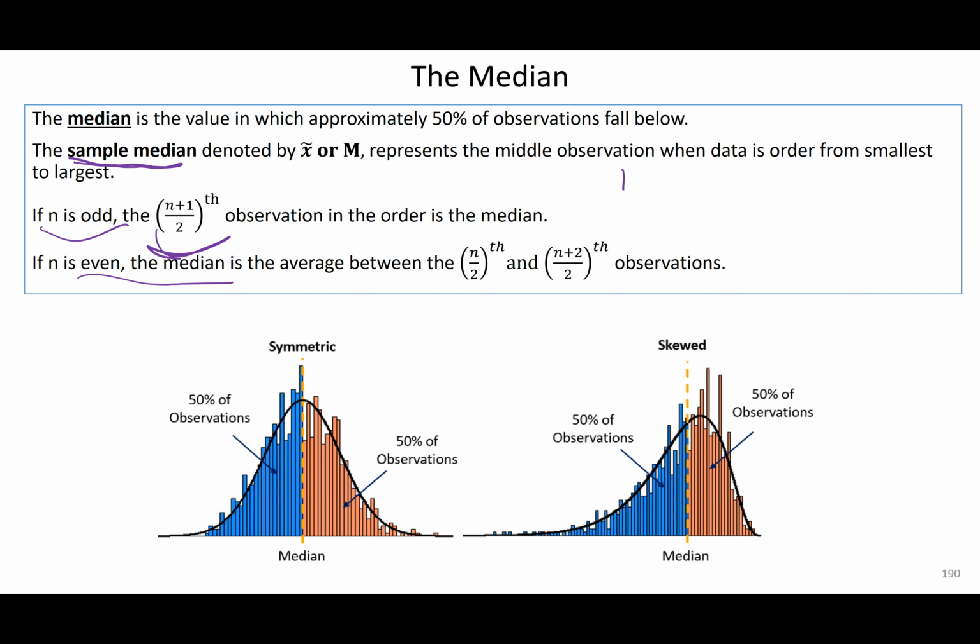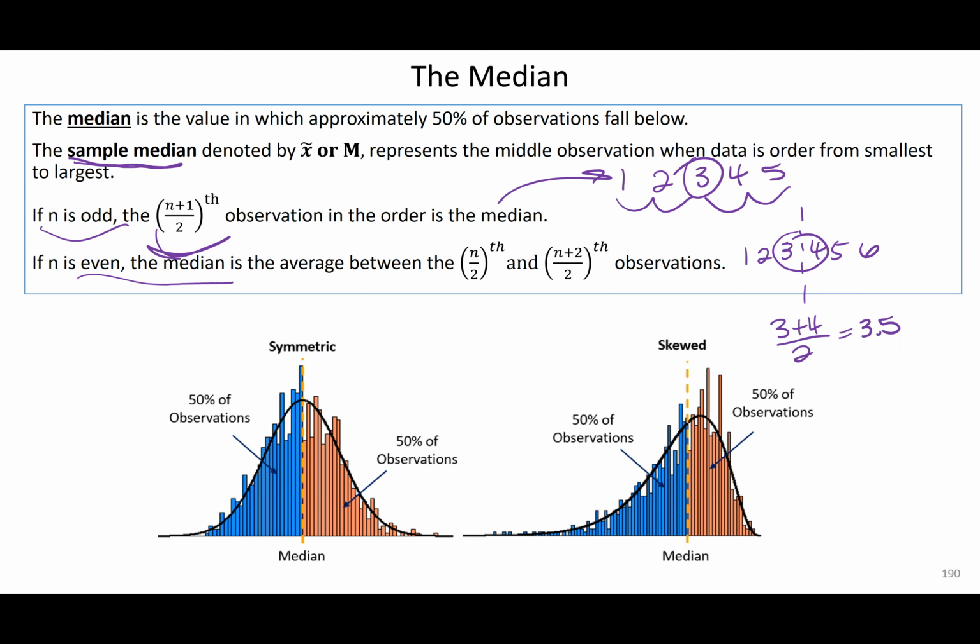So if I had 1, 2, 3, 4, 5 as my numbers, I'm going to take the middle one, so 3. But if I had 1, 2, 3, 4, 5, 6, in order to get it in half, I would need to average 3 and 4. I'm going to get 3.5. So for me, it's easier to put it in ascending order and then pretend to fold it in half. If there's only one value where you fold it in half, that's your median. If there's two, then you have to average them.